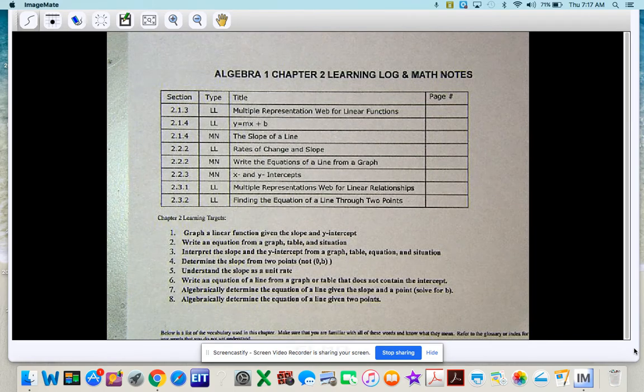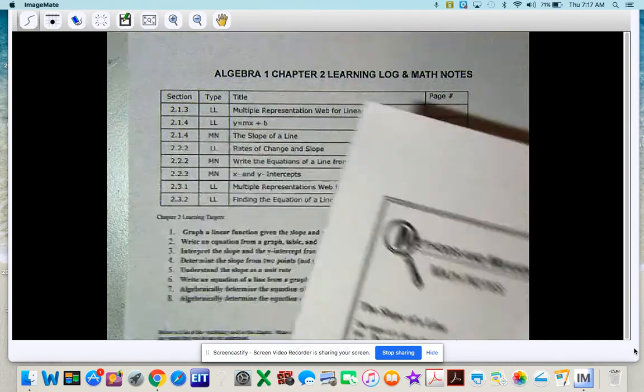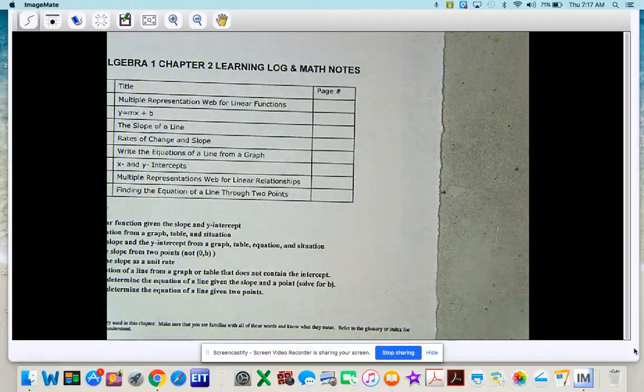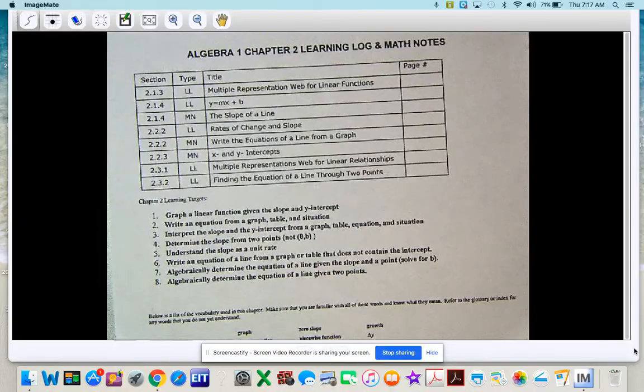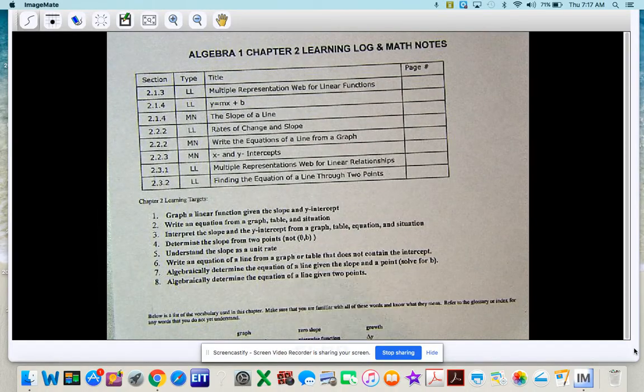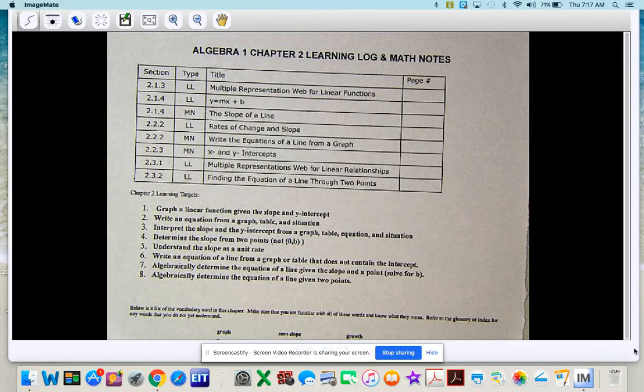Okay, so for your learning log entry, this is actually attached. So go ahead and take those apart. You need to then go ahead and put this in your next available page. Probably should be, I don't know, I think maybe page 8 or so.